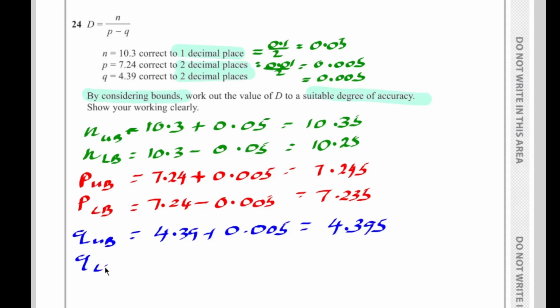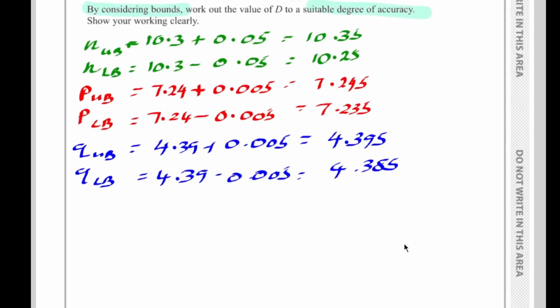Low bound of Q, the original measurement is 4.39. From this one, we need to take away 0.005, which gives out 4.385. So these are the upper and lower bounds of the measurements. Now, how do we get the upper and lower bound?